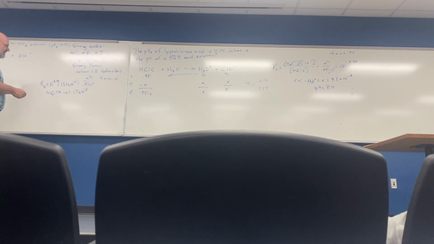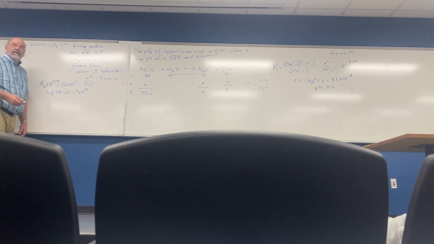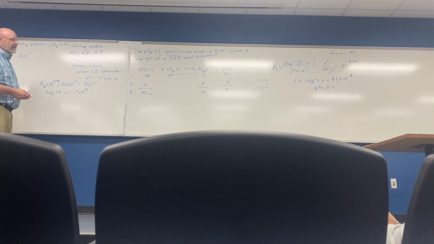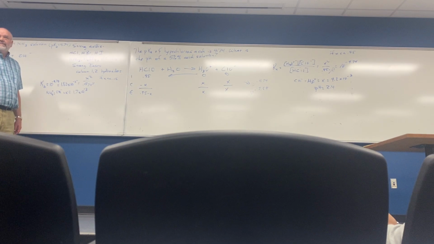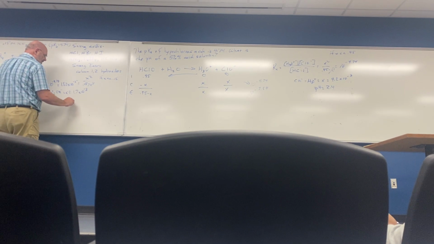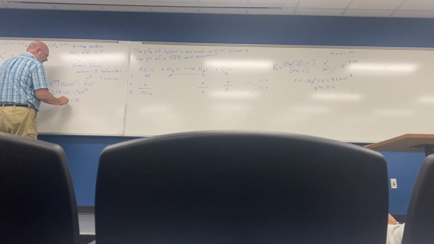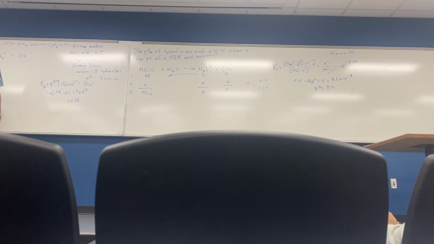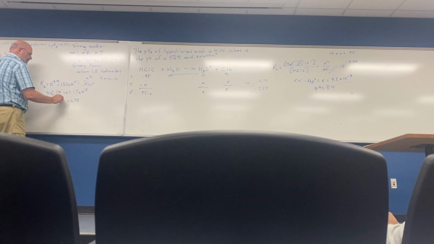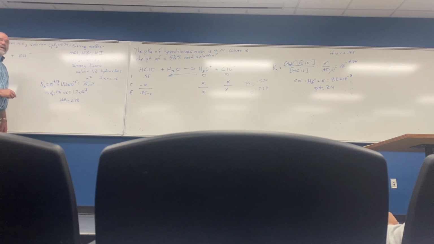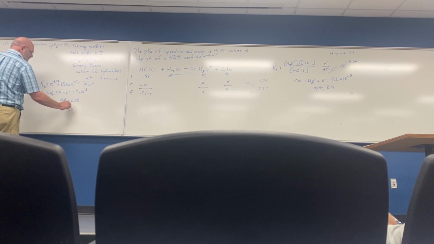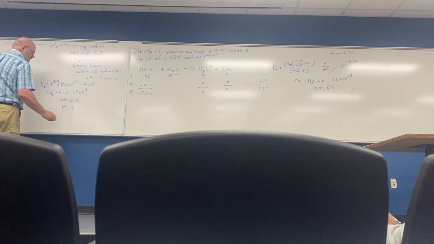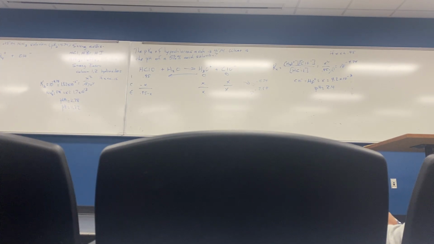So we could probably take the negative log of this number, and what do we get? 2.78. Okay, and what is that? pOH. So the pOH is 2.78, but the question is, what's the pH? 14 minus that. So the pH is 11.22.